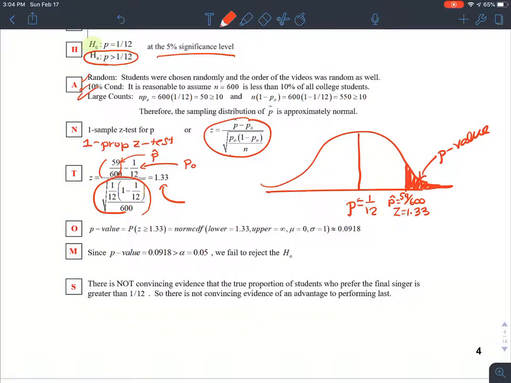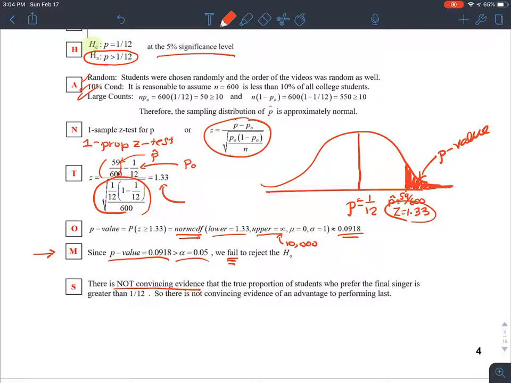Okay, so we've done this a bunch of times too. I've got my z-score of 1.33, so I'm going to do lower, upper. I might do 10,000 here for that. I'm going to do 0 for the mean and 1 for the standard deviation, and I get a p-value of 0.0918. So the M is make a decision. This is where I compare: since the p-value of 0.0918 is greater than the alpha level of 0.05, our decision is to fail to reject the null hypothesis. We say there is not convincing evidence.